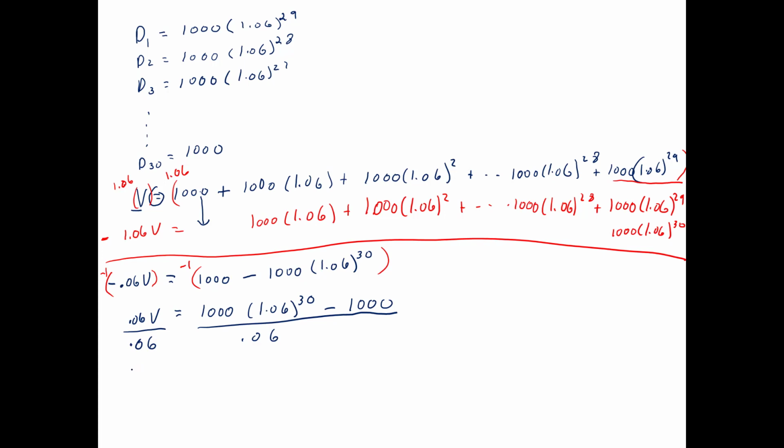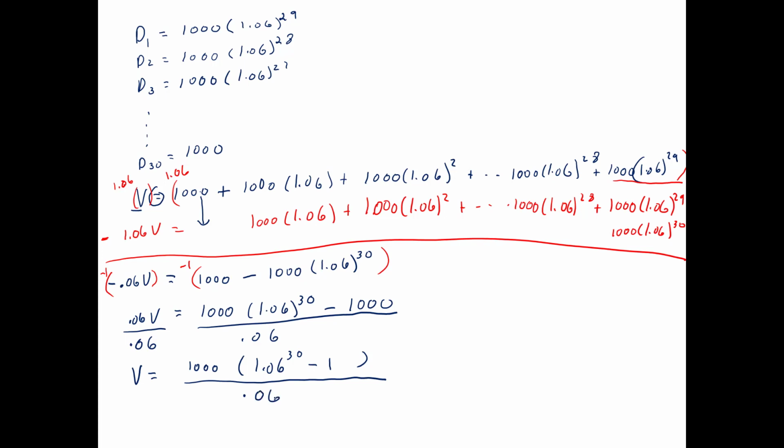And we get this. V is equal to 1,000 on top, and since they both have a 1,000, I'm going to factor that out. I'm going to get 1.06 to the 30th power minus 1. I factored out that 1,000, and you'll see why I did that in just a little bit, divided by 0.06.